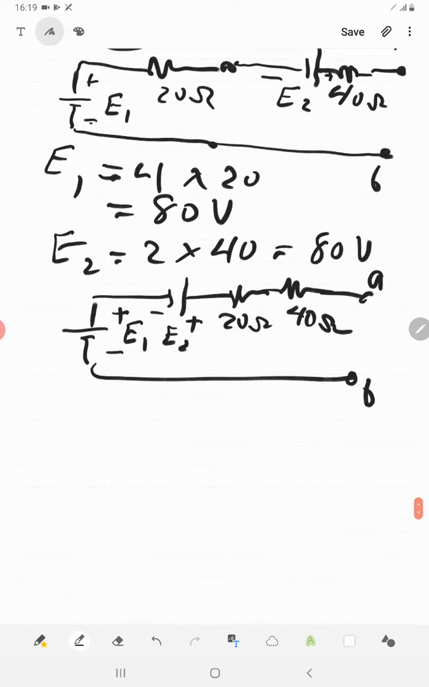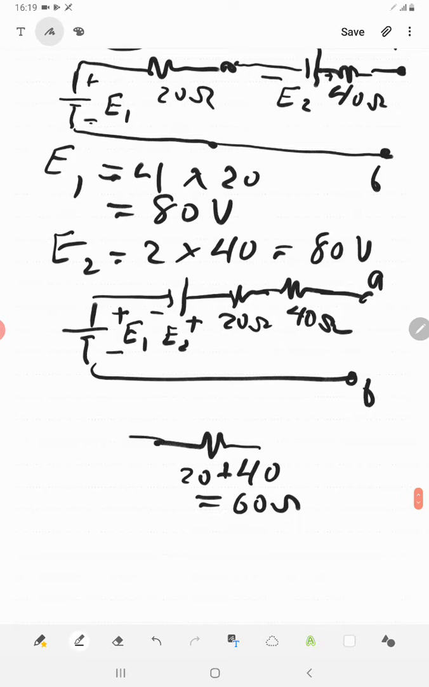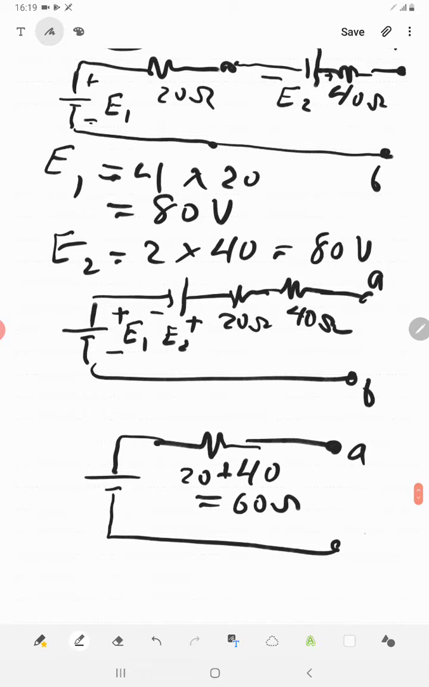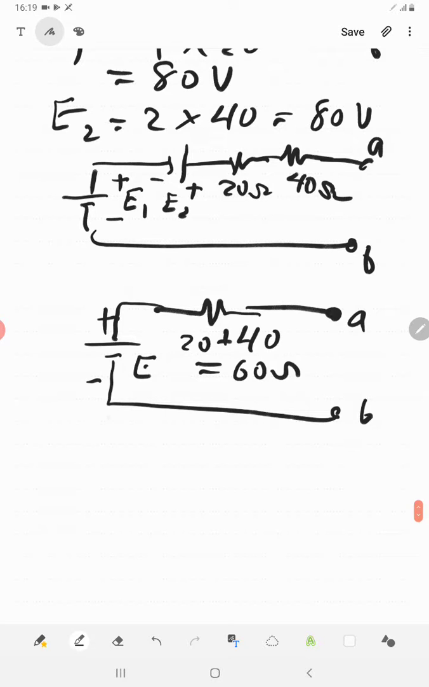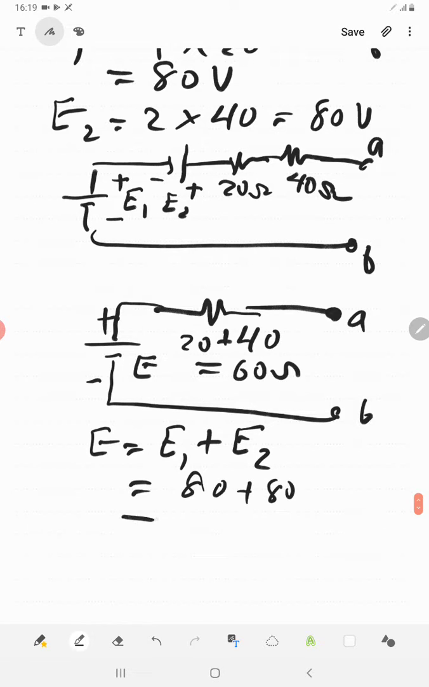Now the 20 and the 40 are in series. 20 plus 40 will give you 60 ohms. Also, the voltage sources between A and B, plus minus, will give you E. So the voltage sources are also in series in the same direction, so E is equal to E1 plus E2, which is equal to 80 plus 80, which gives you 160 volts.